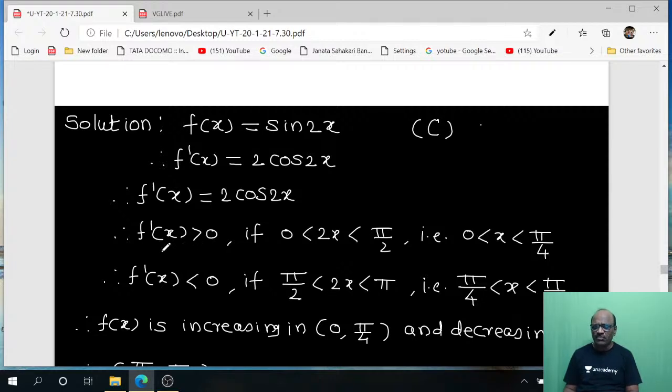Now for the increasing, f dash of x must be greater than 0. For f dash of x to be positive, the value of 2x must lie between 0 to pi by 2, that is, it must be in the first quadrant. Now divide both sides of this inequality by 2, then what do you get? 0 is less than x is less than pi by 4. And if f dash of x is less than 0, then what will happen? This is the cos function, so the value of x must be from pi by 2 to 3 pi by 2.